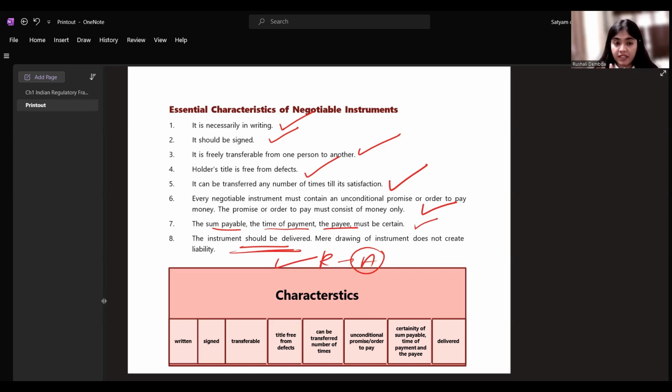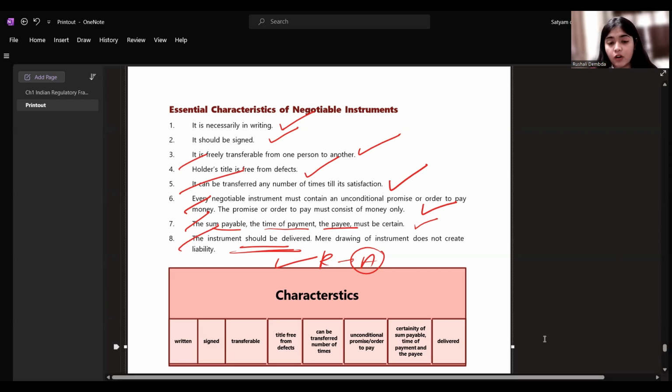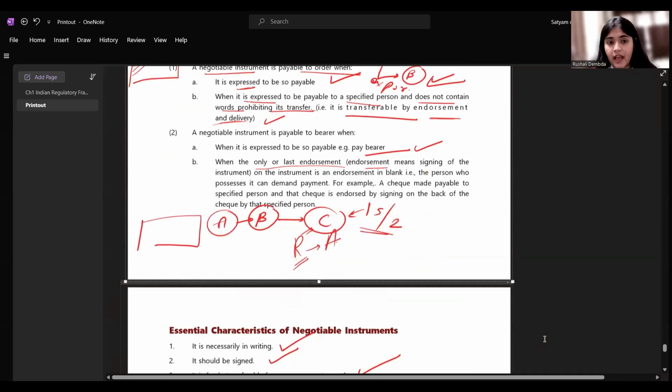Necessarily in writing, should be signed, freely transferable from one person to another, holder's title is free from defects, and it can be transferred any number of times till its satisfaction. Every negotiable instrument must contain an unconditional promise. There can be no condition. An order is to pay money. Sum payable, time of payment, and the payee must be certain. The instrument should be delivered. Mere drawing of an instrument cannot create the liability. They have given you a little table here for understanding all the characteristics. I hope this is clear.